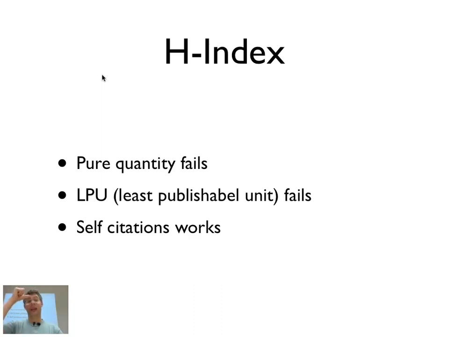H-index. This is a nice thing, because it tries to balance quantity and quality. The idea is that you've got an H-index of 6 if you have at least 6 papers that each received at least 6 citations. Now, what this means is that it doesn't help you if you've got 20 meaningless papers that nobody cites. It would never have an impact on your H factor, right? The only thing that matters is that you have papers that all receive good citations.